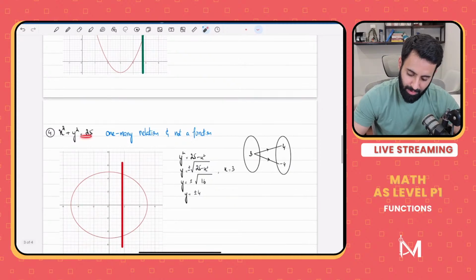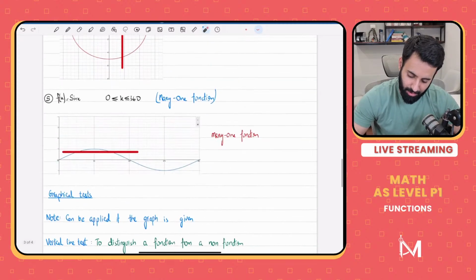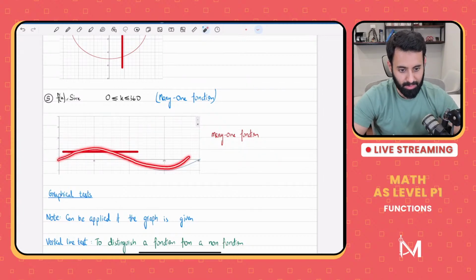Here also, actually no, this is not a function to begin with. Here also, the reason why it's a many-to-one function is because it's doing both. It's increasing as well as decreasing.